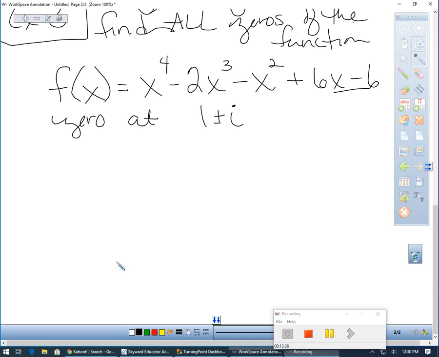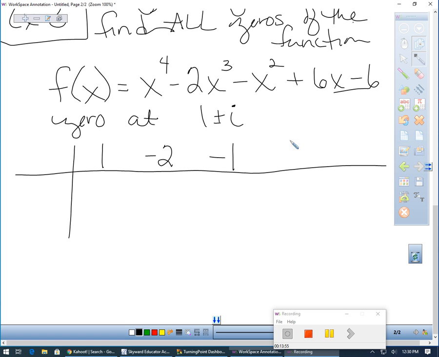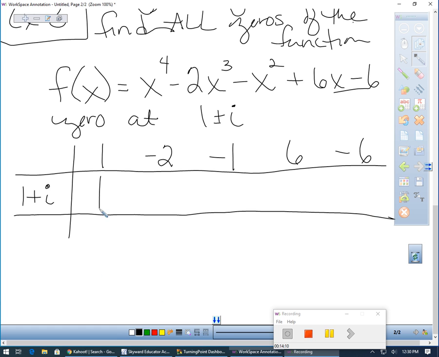All right. So we're going to have some fun with this. We're going to try it in synthetic. So coefficients across the top. 1, negative 2, negative 1, 6, and negative 6. We have a 0 at 1 plus i. That looks like fun, doesn't it? So let's bring down our first one. 1 plus i times 1 is 1 plus i. Add these together, what do we get? Yep, negative 1 plus i.